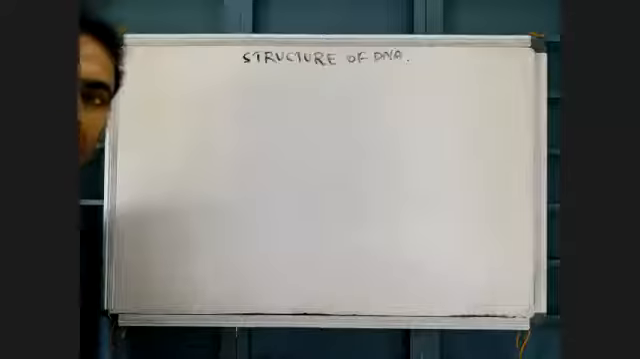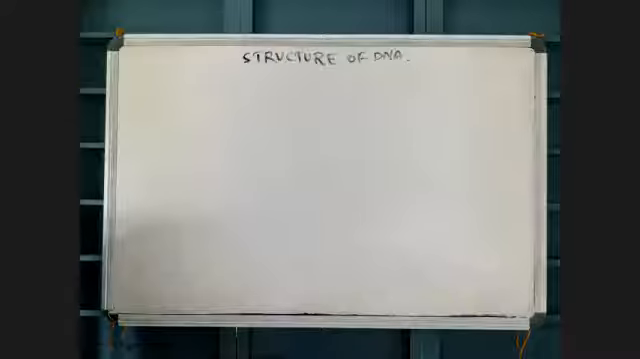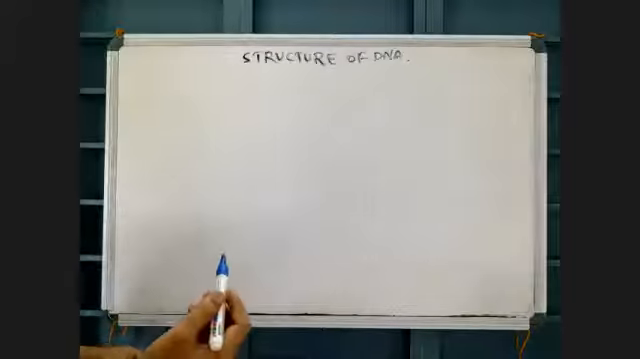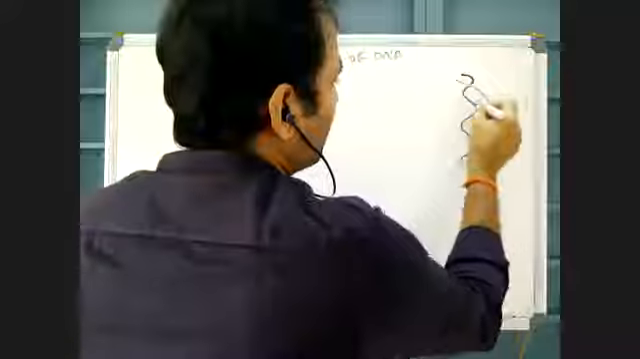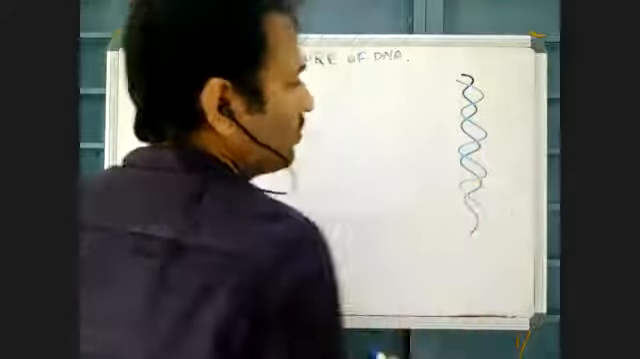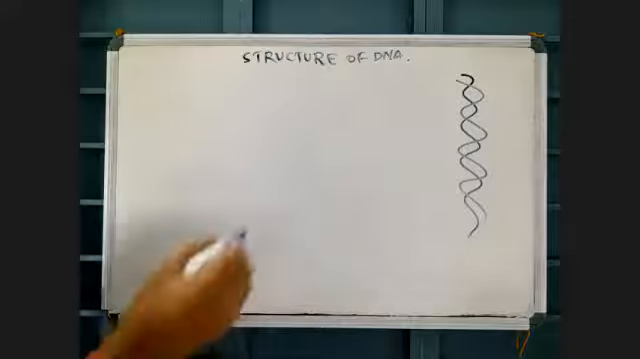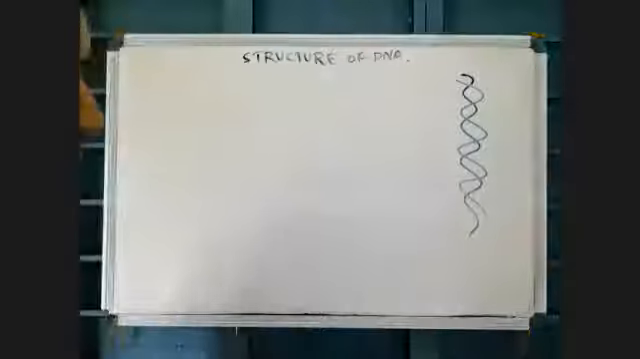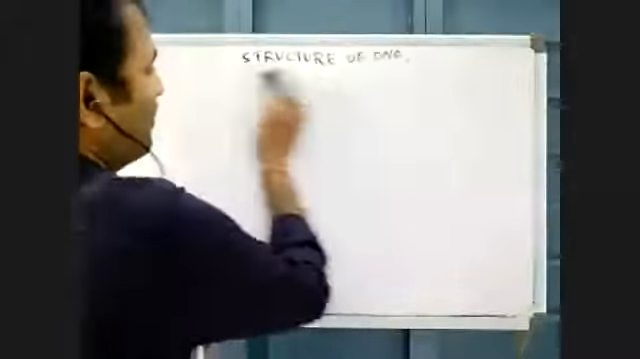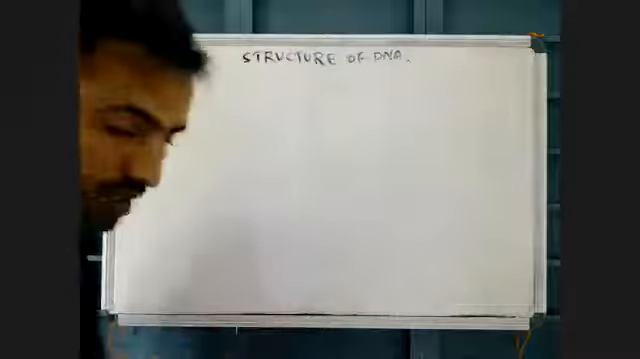We discussed the structure of DNA. That is the Watson-Crick double helical structure of DNA that we discussed in the previous class. According to that, there are two strands of DNA arranged in opposite directions. One strand is in 5' to 3' direction, the other is in 3' to 5'. That arrangement is called what? Anti-parallel nature.